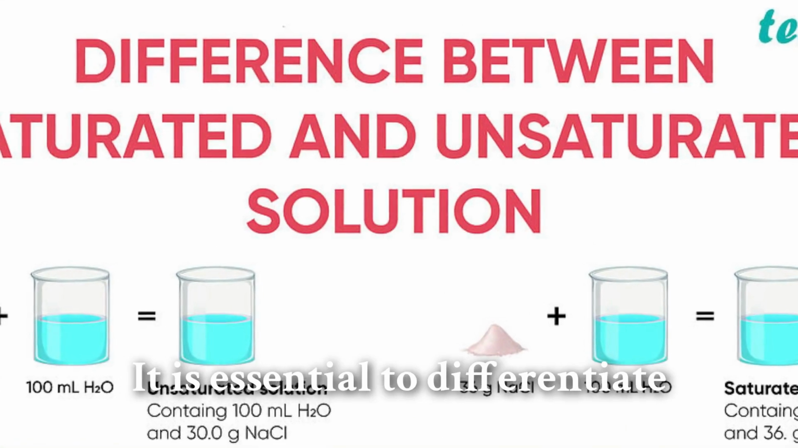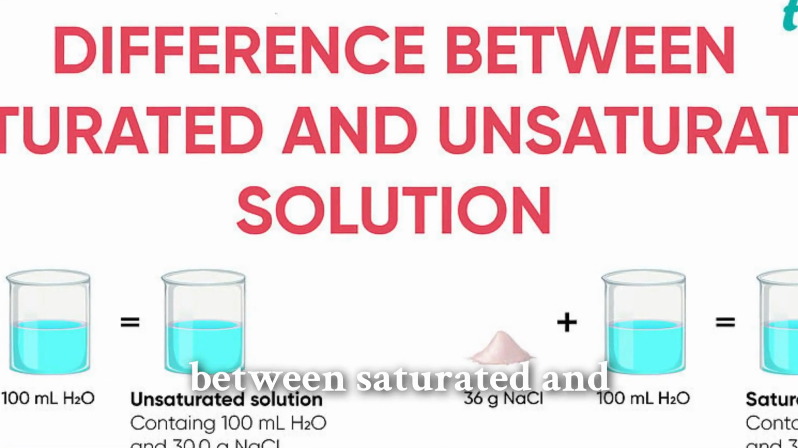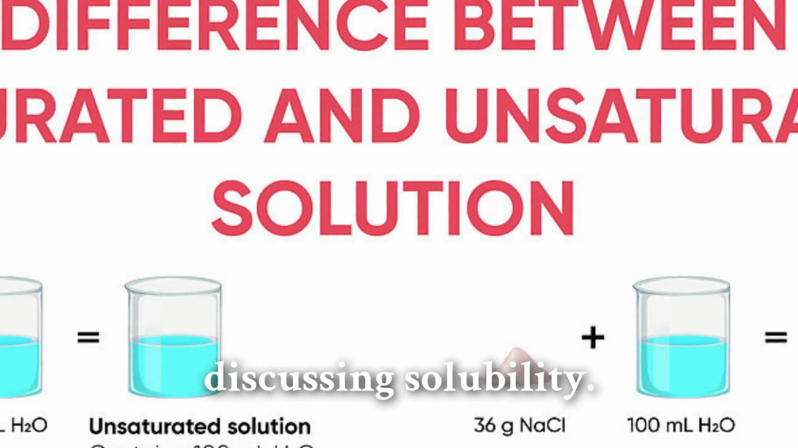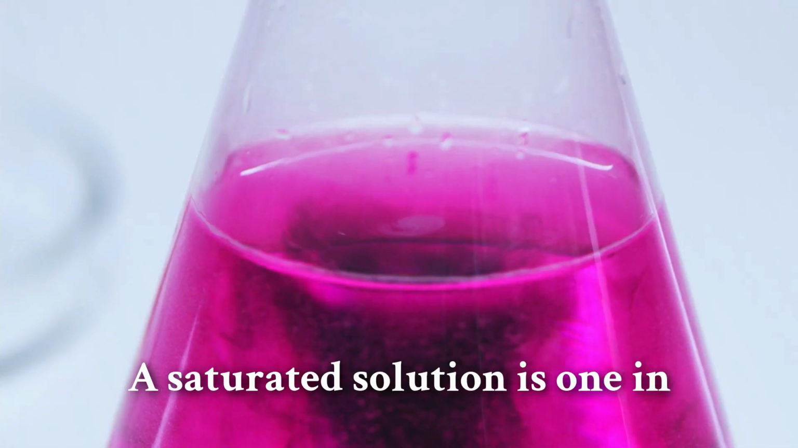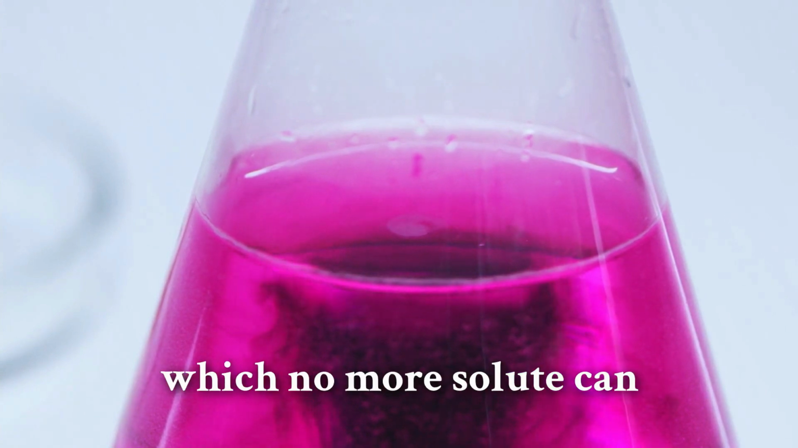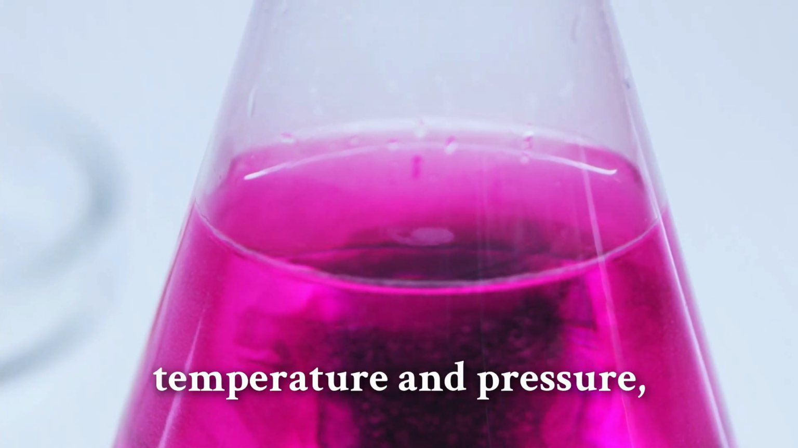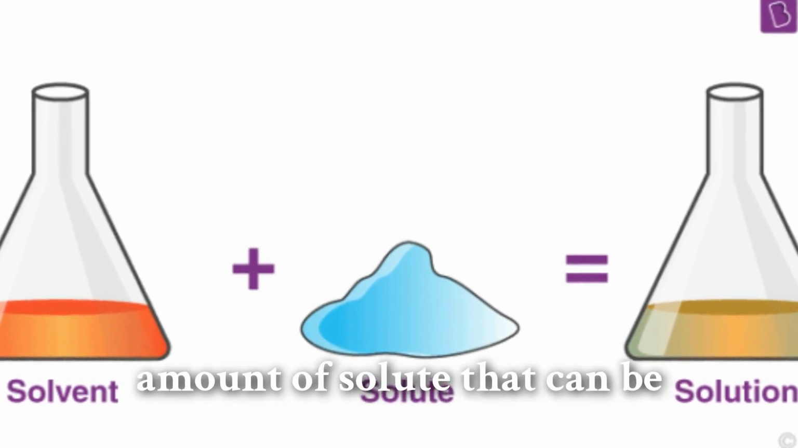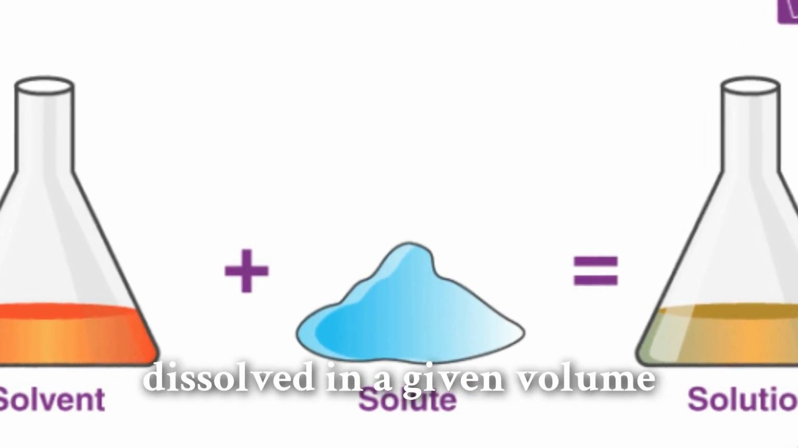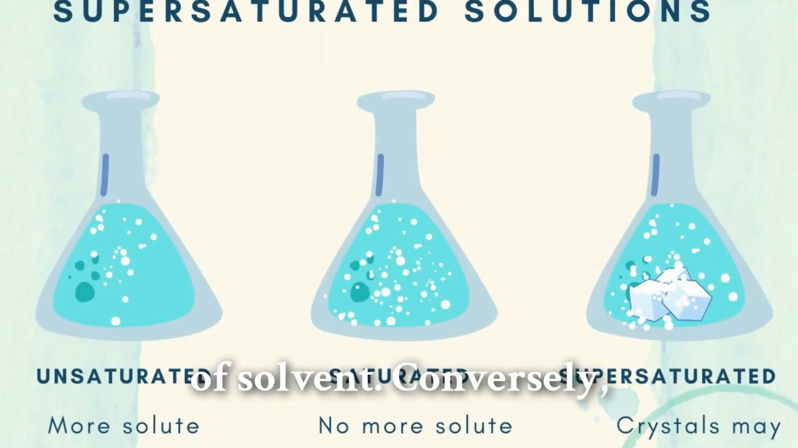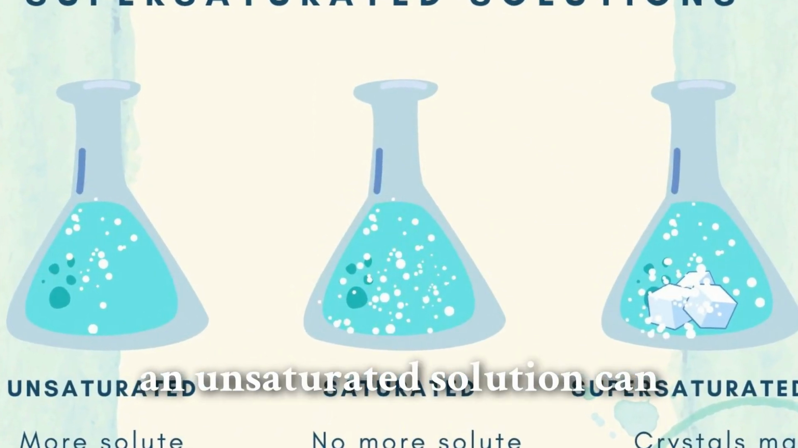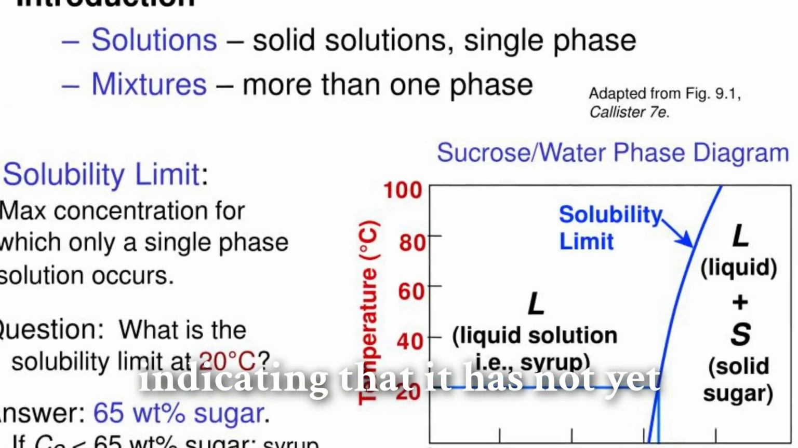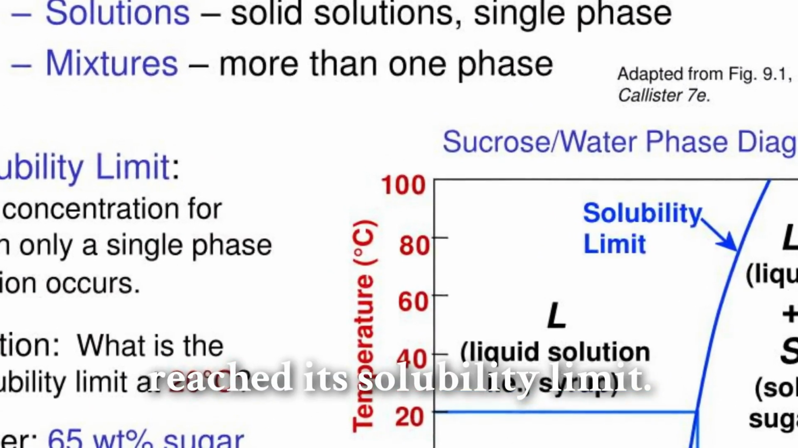It is essential to differentiate between saturated and unsaturated solutions when discussing solubility. A saturated solution is one in which no more solute can dissolve at the current temperature and pressure, meaning it contains the maximum amount of solute that can be dissolved in a given volume of solvent. Conversely, an unsaturated solution can still dissolve additional solute, indicating that it has not yet reached its solubility limit.